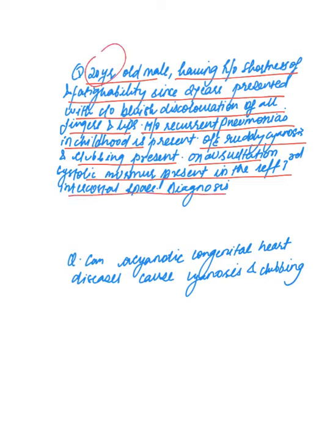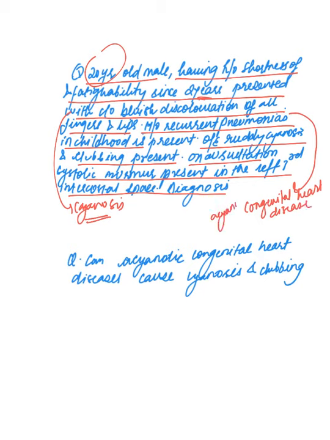So a young male who has complaint of shortness of breath and fatigability since 2 years has come with complaint of cyanosis. Now, there is also history of recurrent pneumonias in childhood. Recurrent pneumonias in childhood is a history classical of congenital heart diseases, particularly acyanotic congenital heart diseases like VSD, ASD, PDA, because here there is a left to right shunt, and so there is increase in the pulmonary blood flow that leads to increased risk of recurrent pneumonias.